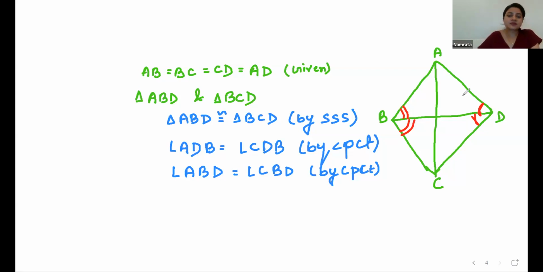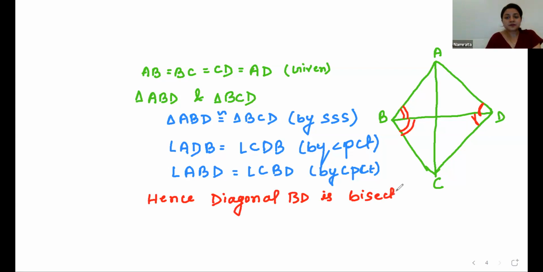Yes, ma'am. Exactly, we can say. Hence diagonal BD is bisecting angle B and angle D. That's it.